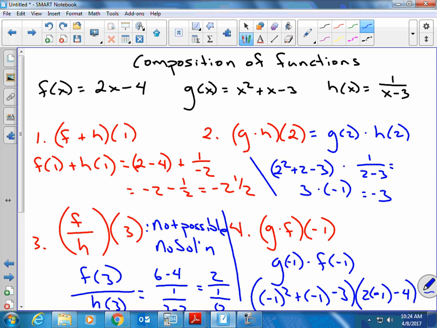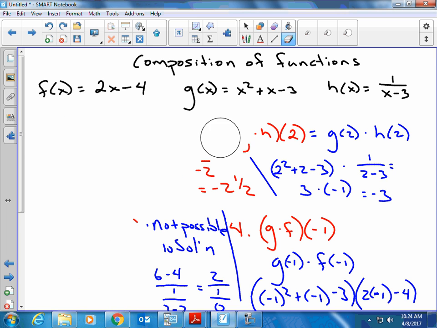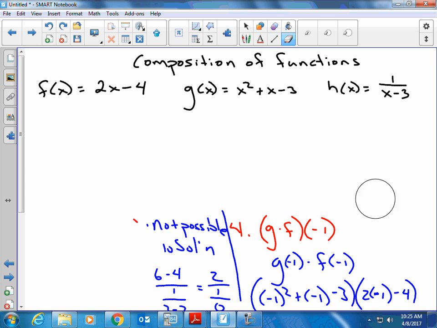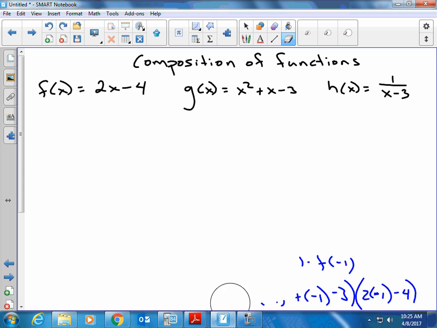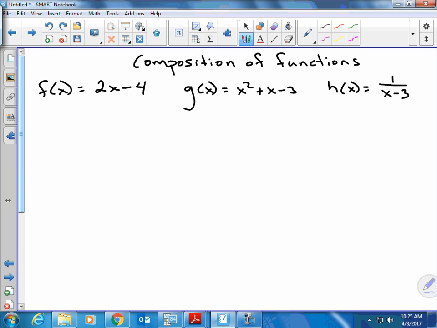All right, let's do a new notation that you've not seen before. Maybe you have, called the composition of functions. All right, using the same functions, let's do this one. F composed with g, or f following g.